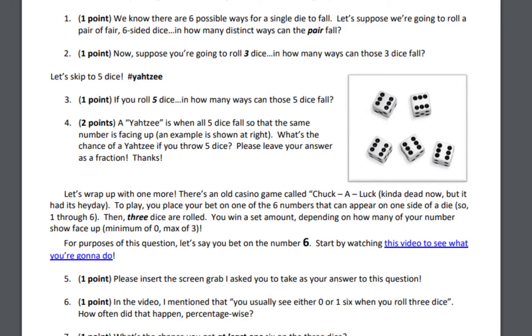Boom! A Yahtzee is when all 5 dice fall the same. Like there's one right there. That's 5 6s. But there's more than just 5 6s. It could be 5 5s, 5 4s, 5 3s, 5 2s, or 5 1s. So the chance of a Yahtzee is going to be 6 out of 7,776. Or I guess 1 out of 1,296, if I did that math right.